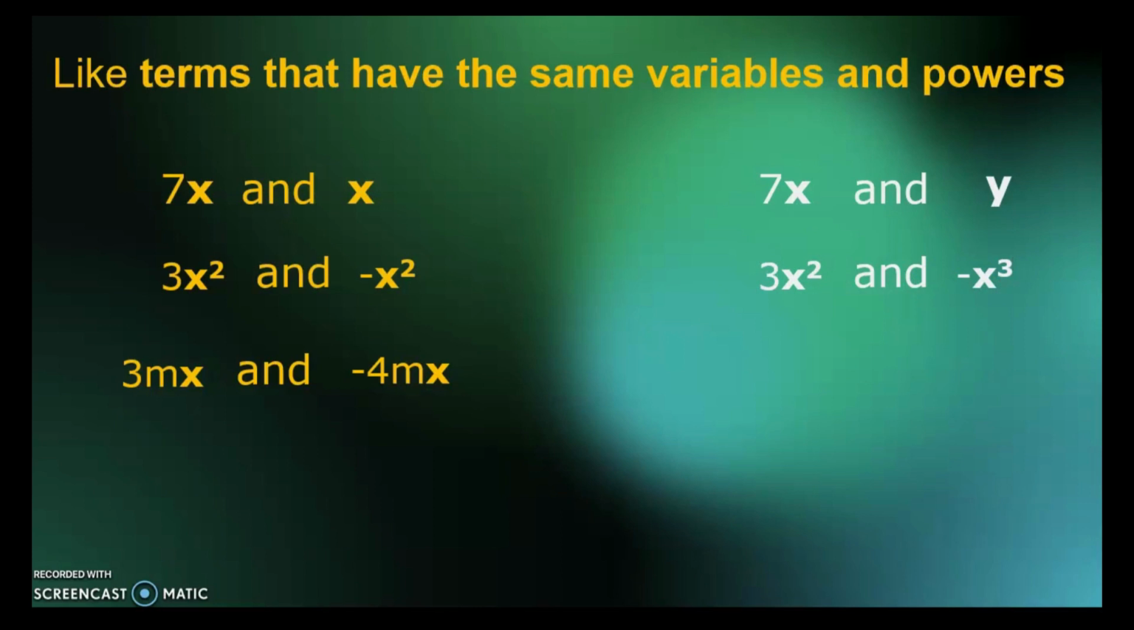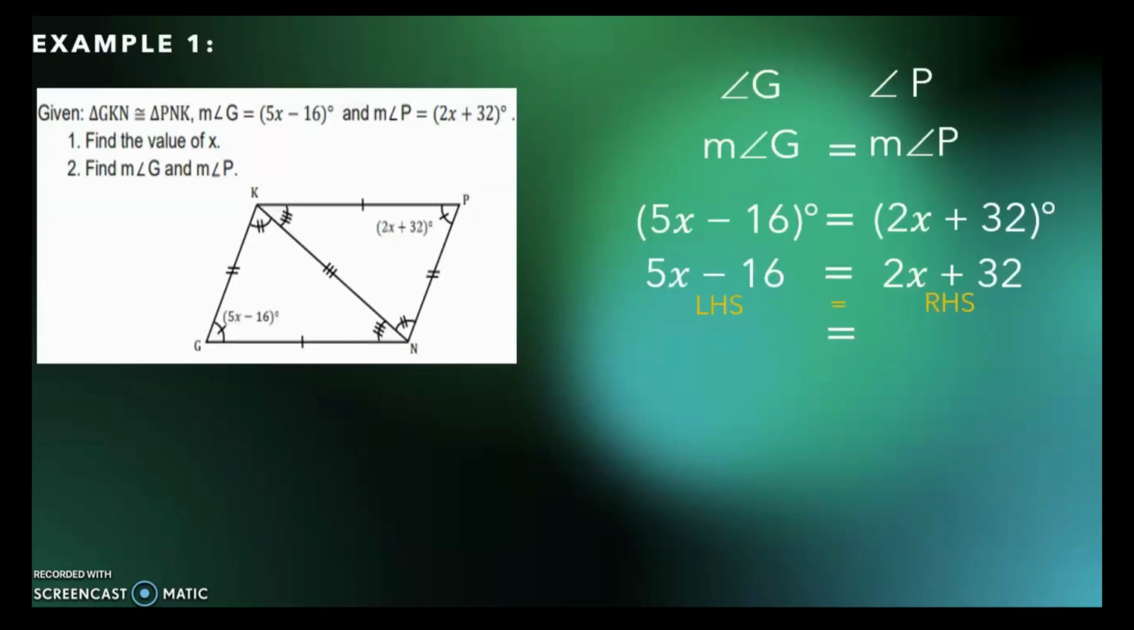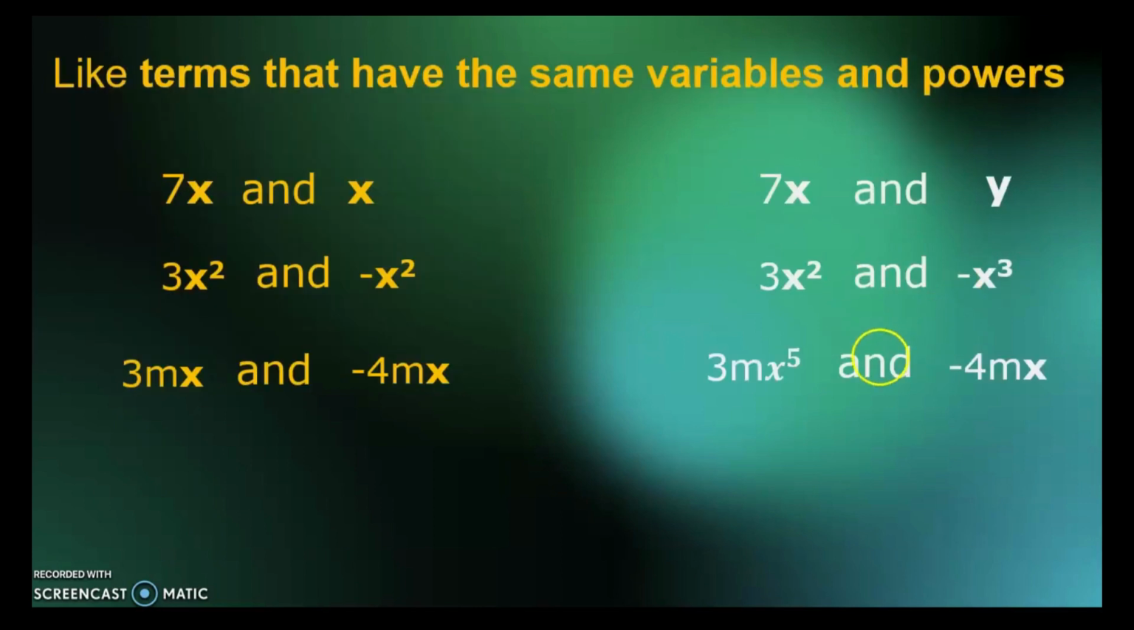So, those are like terms. This one is also not like terms, because this is mx raised to 5, while this is negative 4mx raised to 1, or just mx. So, they are not considered like terms.